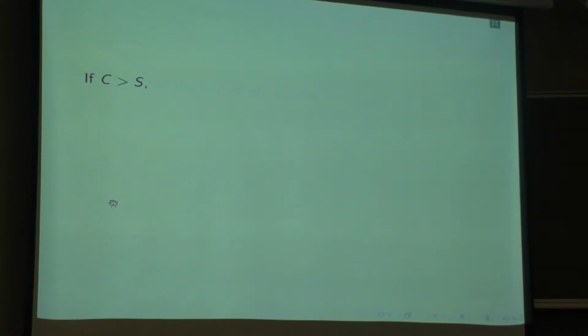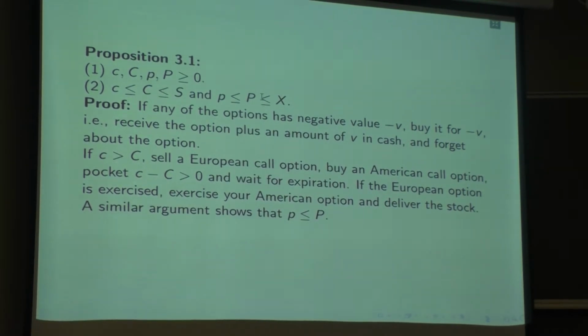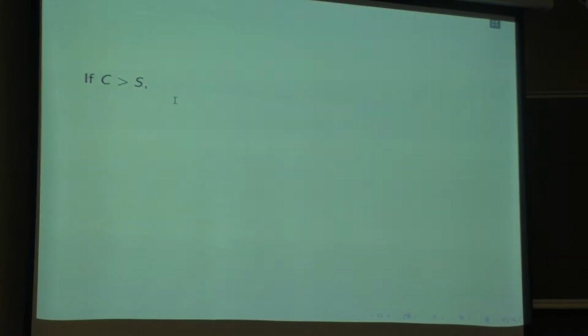Okay, now there are two other inequalities I have to convince you of. There is this inequality over here, and there is this inequality over here. So let's start with this inequality over here. So suppose that the first inequality doesn't hold, which is another way of saying the price of the American call option is greater than the underlying asset price. So what are we going to do? Again, we sell things which are expensive and buy things which are cheap.